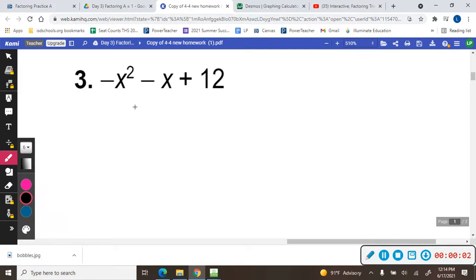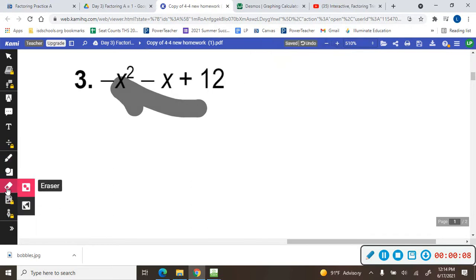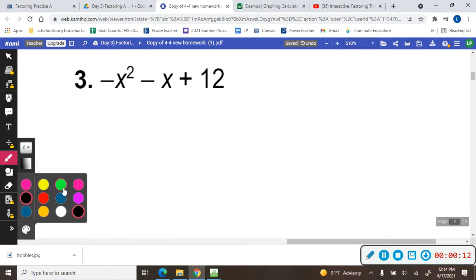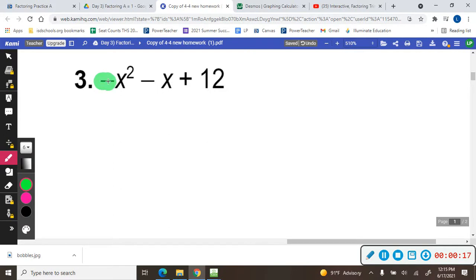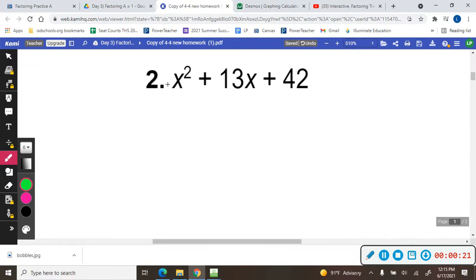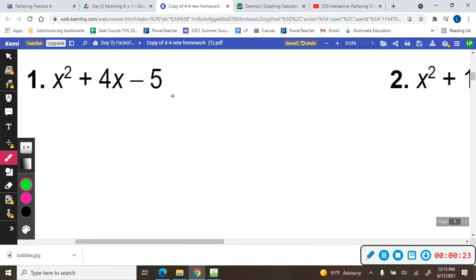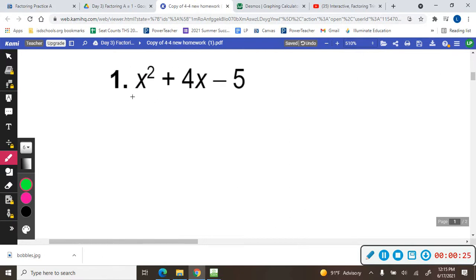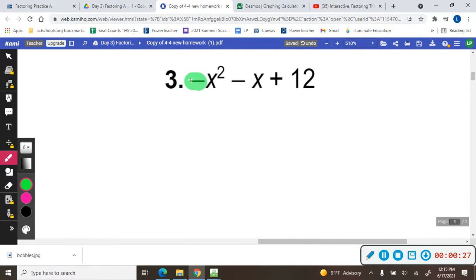So number 3, we're supposed to factor negative x squared minus x plus 12. And the first thing I notice is that this has a negative sign. And notice problem 2 had a positive 1. Problem 1 was a positive 1. This is negative, so just like a negative 1.